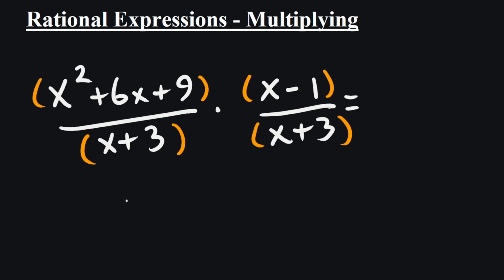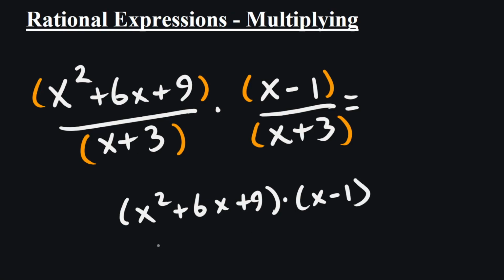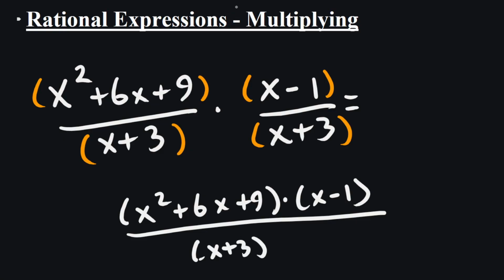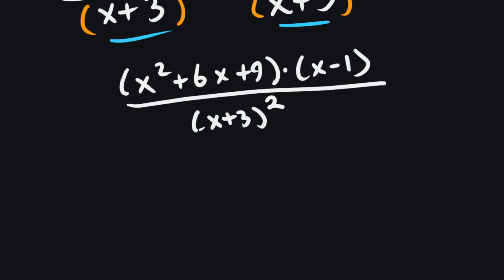So let's write them out. x squared plus 6x plus 9 times x minus 1 over x plus 3 times x plus 3. Anything times itself is just that number squared, so that is x plus 3 squared. Good. And we could also multiply this out right here, this trinomial by the binomial. We could multiply it out as well, but let's keep it in this form because there is a way to simplify this later on.